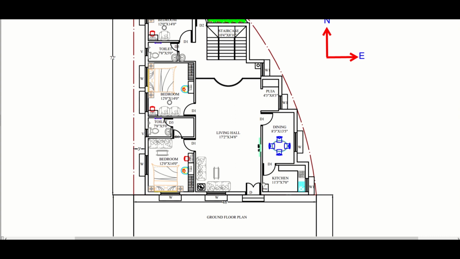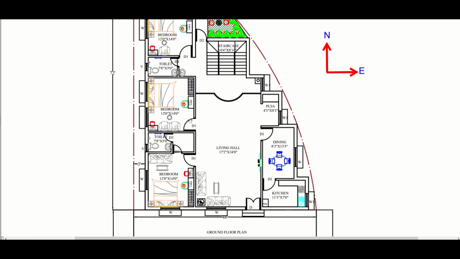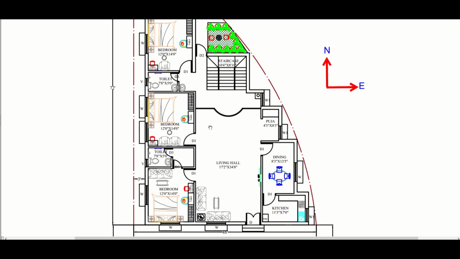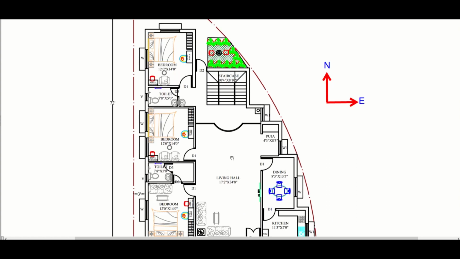So you have a kitchen of size 11 feet 3 inches into 7 feet and a dining hall of size 8 feet 3 inches into 13 feet 5 inches. Now moving on, we have another bedroom here of size 12 feet into 14 feet. We have a common toilet for both of these bedrooms and for other people in the living hall.